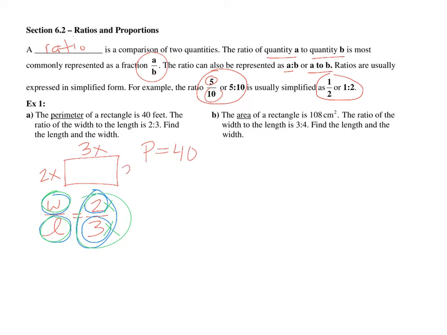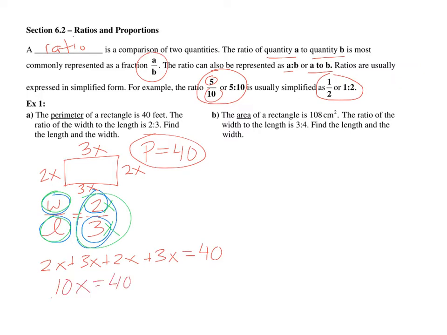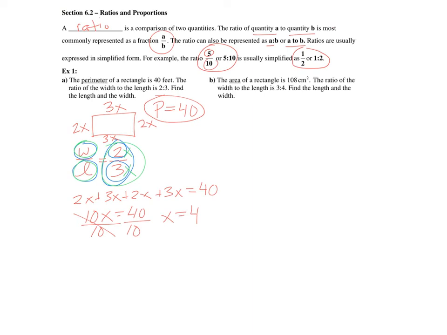So here I have 2x, the other side is 2x, and this is 3x. We're talking about perimeter here, so I know all these lengths add up to 40. So I have 2x plus 3x plus 2x plus 3x equals 40. Then I end up with 10x equals 40. Divide by 10, and x is equal to 4. It says find the length and the width. So w is equal to 2x, so w is equal to 8. And the length is equal to 3x, so the length is going to be 12. Done. That's all there is to it.